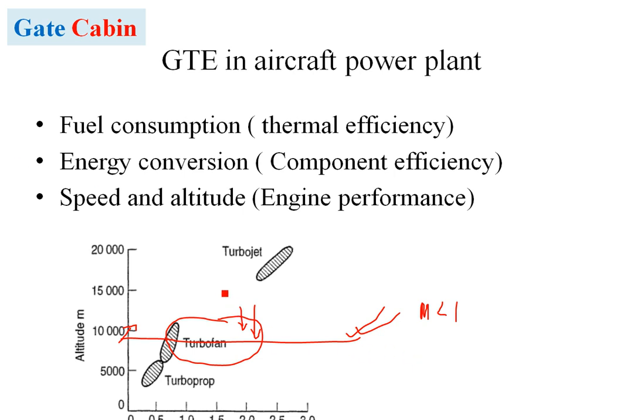There are 3 important criteria on which we can judge or choose the use of a jet engine in an aircraft. Number 1 is fuel consumption, which has to do with the thermal efficiency. Like I told you, the fuel has to have a high calorific value. That means even a single gram of fuel, if it is burned, should be able to produce a large amount of thrust.